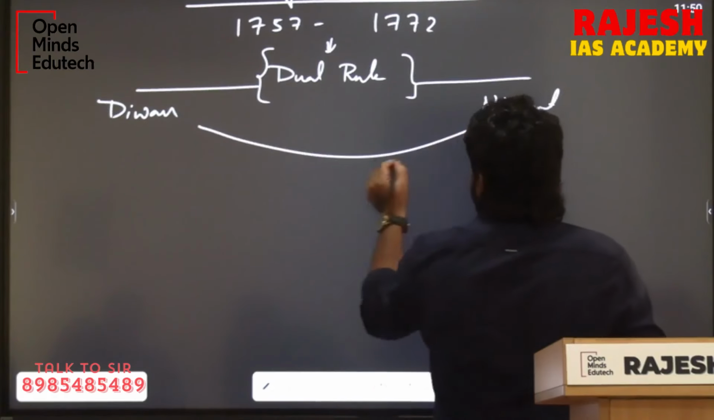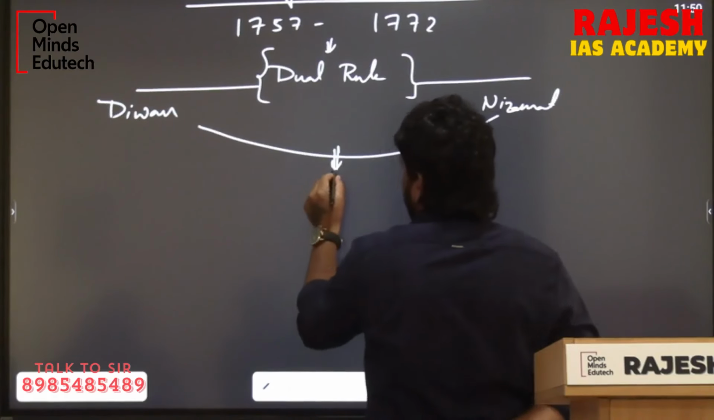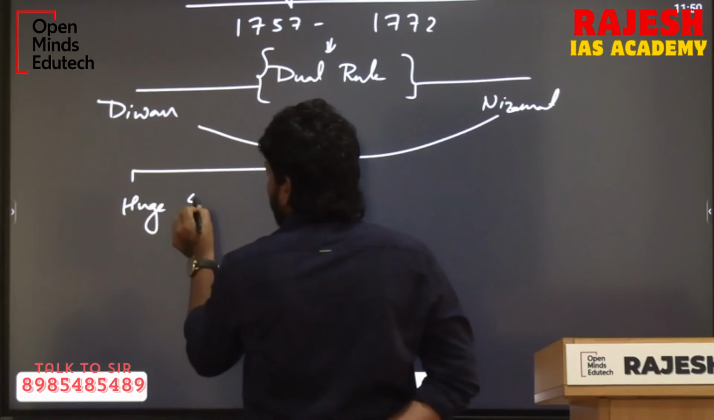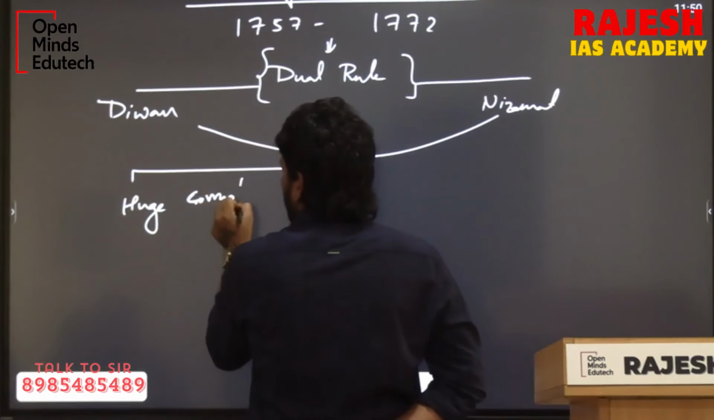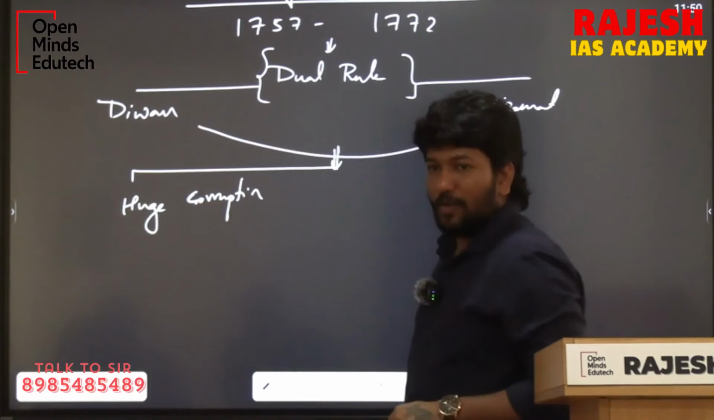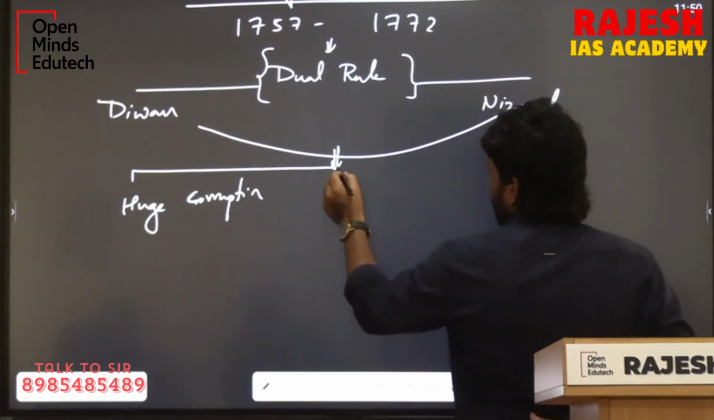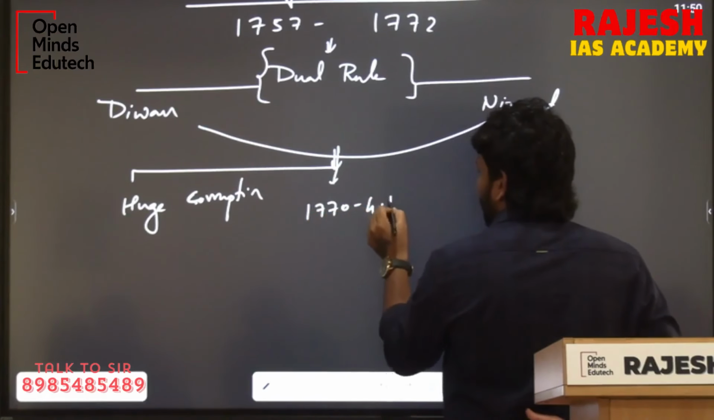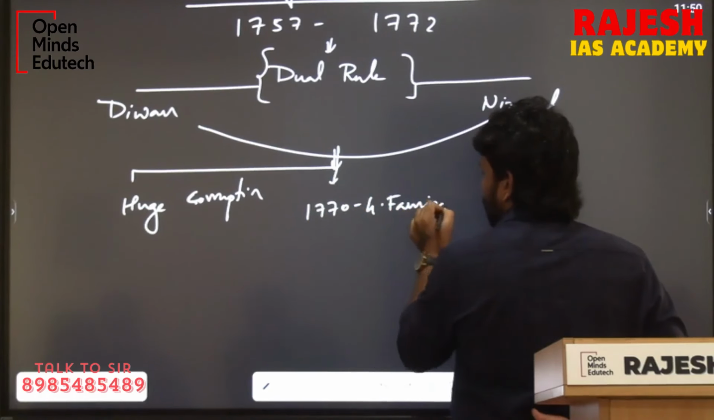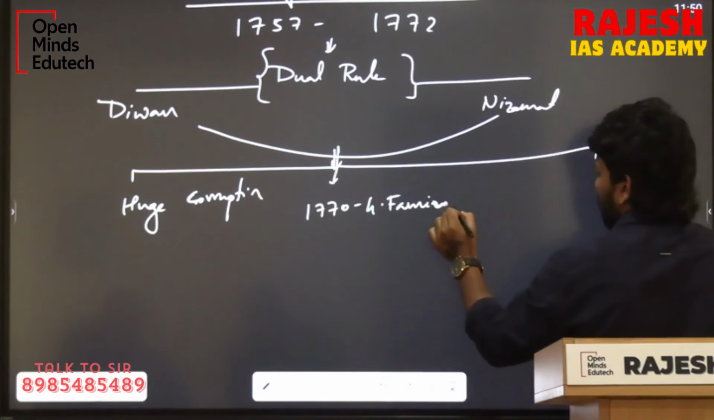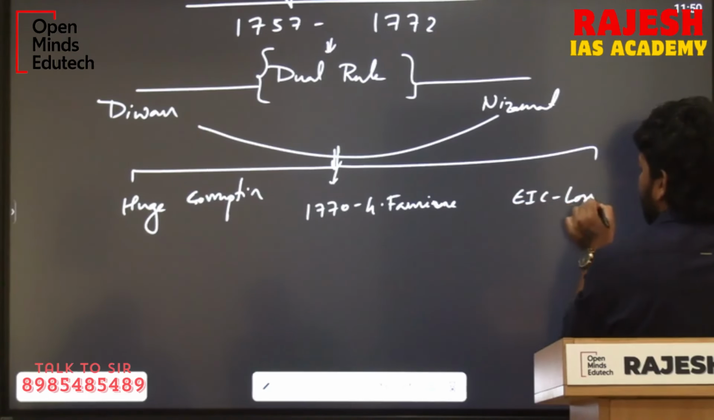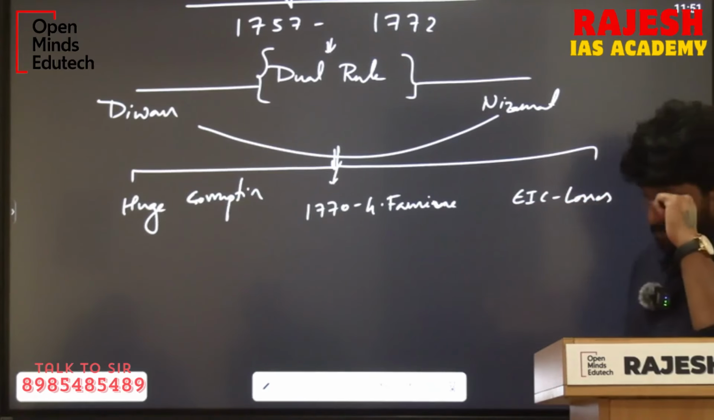What is the outcome of this administrative system? More responsibility. Huge corruption. Great famine. Next one, EIC net losses.